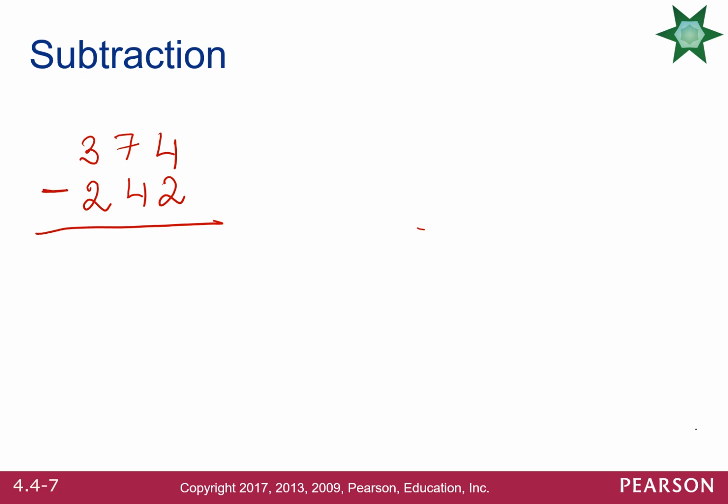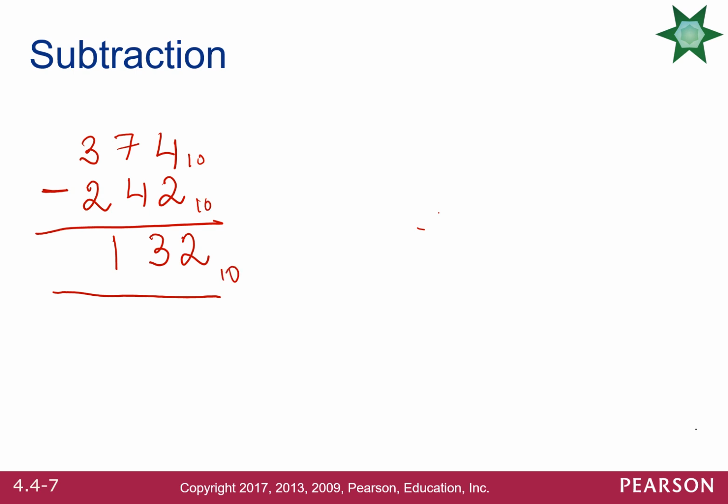We always start with the rightmost column again, just like in addition. 4 minus 2 is a 2. 7 minus 4 is a 3. And 3 minus 2 is a 1, for an answer of 132. This is all base 10.